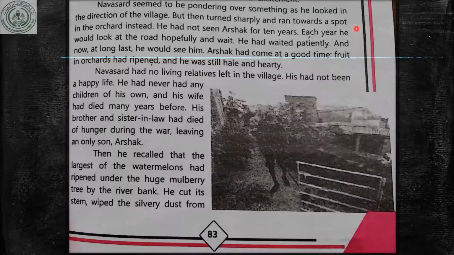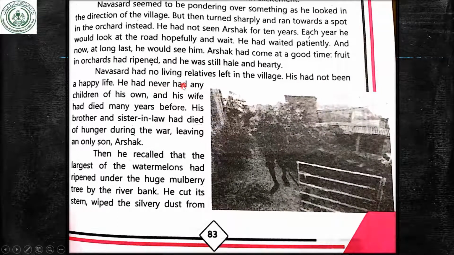Now, dear students, here in this paragraph, it is told that Navasad had nothing else, just a son, because his wife had died many years before, and his brother and his sister-in-law had died of hunger during the war, leaving an only son, Ashok. So Ashok was the only son of Navasad. He hadn't any relative more. So now when he started to go towards Arshak, when he heard that he was there, he was just going there, but he saw that the watermelons had ripened under the huge mulberry tree.